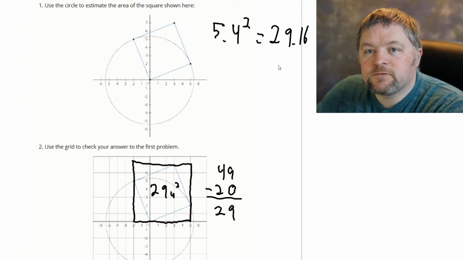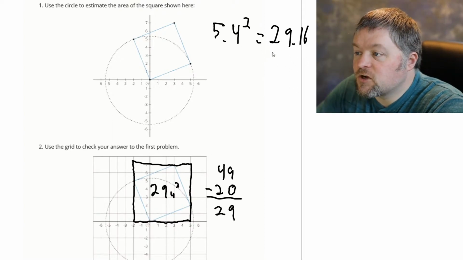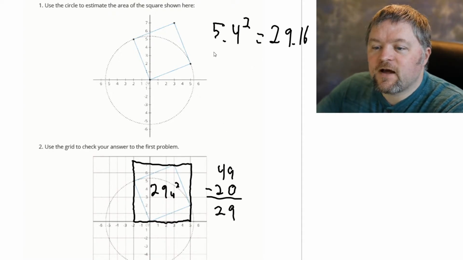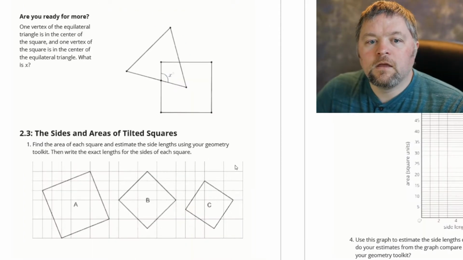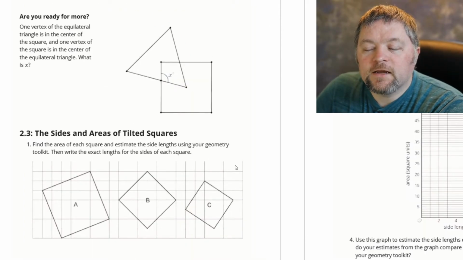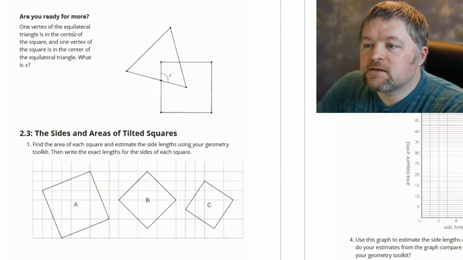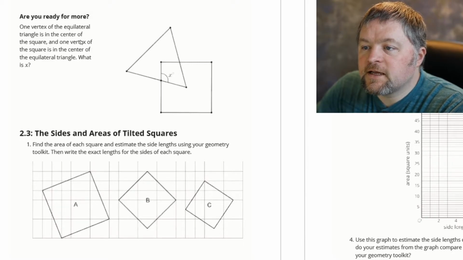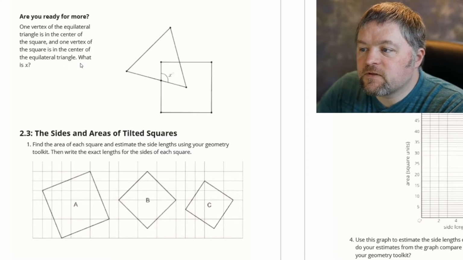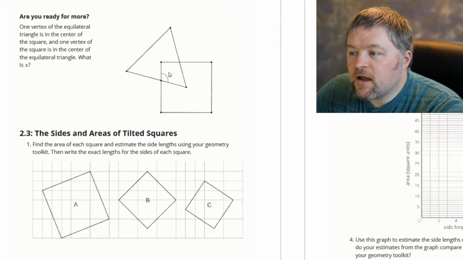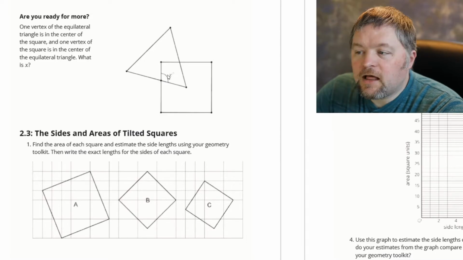Our estimate was 29.16, so that was close, but that means that the side length of this is not exactly 5.4. Our next "Are you ready for more" problem. One vertex of the equilateral triangle is in the center of the square and one vertex of the square is in the center of the equilateral triangle. What is x? So now we need to figure out the angle x.